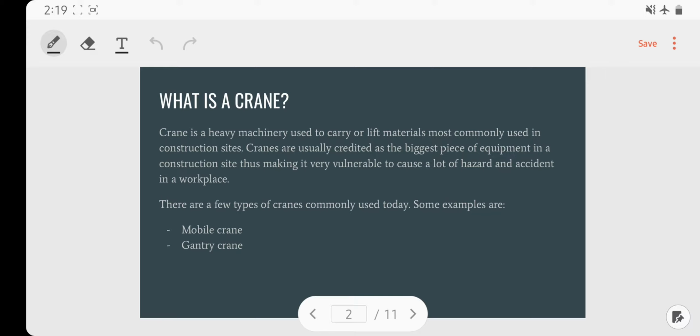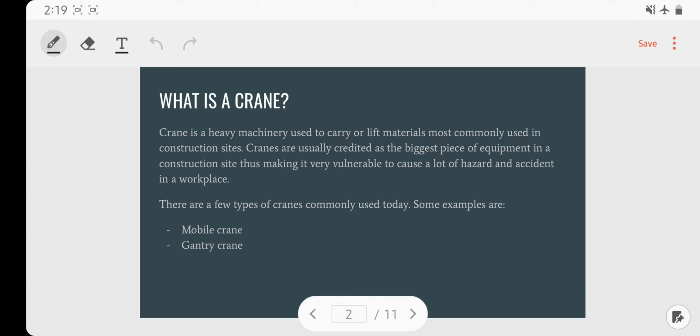A crane is a heavy machinery used to carry or lift materials, most commonly used in construction sites. So in most construction sites, cranes are usually the biggest piece of equipment that they use. So being a big equipment and machinery, it has a lot of hazards and potential accidents that can occur from operating it.